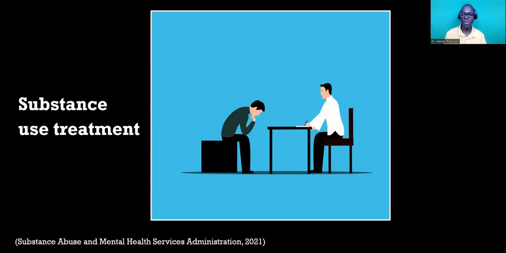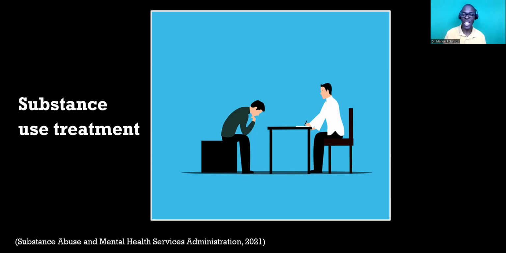And so among people age 18 or older in 2020 who needed substance use treatment but did not receive treatment at a specialty facility in the past year, 97.5% did not feel that they needed treatment. So again, we see that this is a major issue.